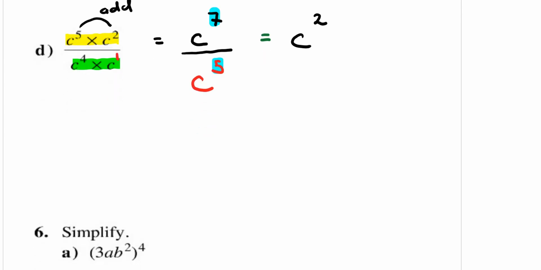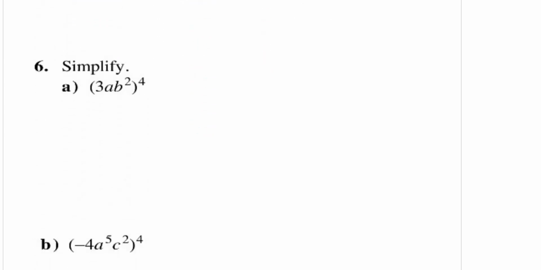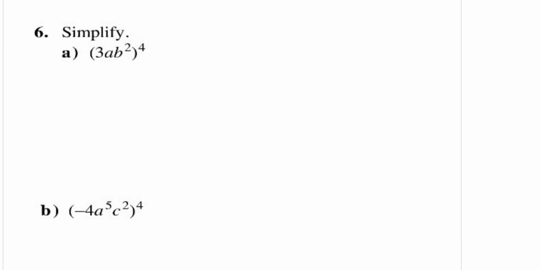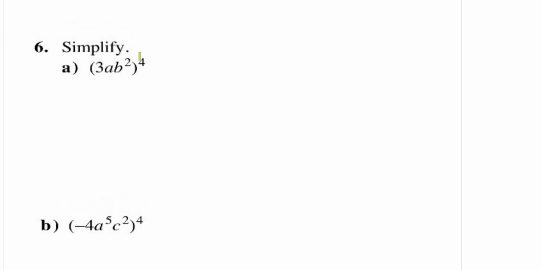Okay, let's see if we can do a few more questions here. Let's finish off question number 6 here, and then that'll be it for part 1. I like these questions when we have this outside power there. So if we go backwards here, that's going to be b to the power of 8. 4 times 2 is 8. And then this 4 distributes onto this a. That'll be a to the power of 4.